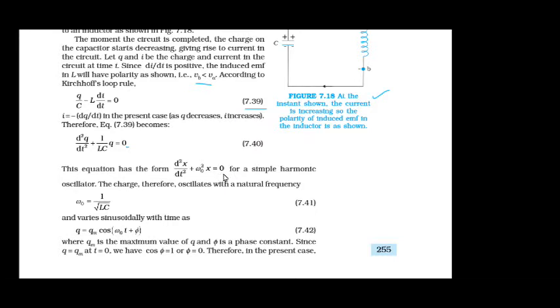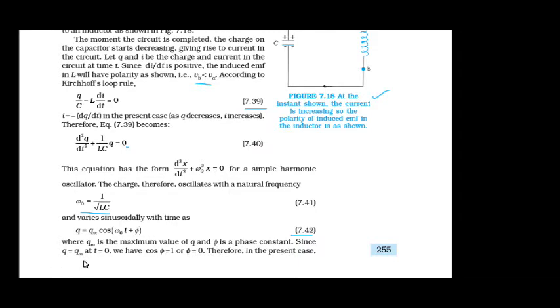Now we can write this for a simple harmonic oscillator. The charge therefore oscillates with a natural frequency omega naught equal to 1 upon under root LC. This also we have done in our previous classes, and it varies sinusoidally with time as q is equal to qm cos(omega t plus phi). This is equation 7.42, where qm is the maximum value of q and phi is the phase constant.